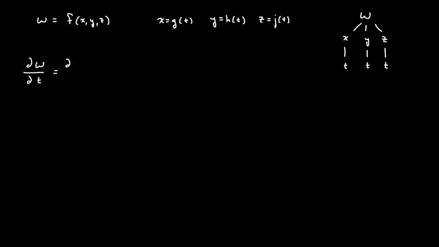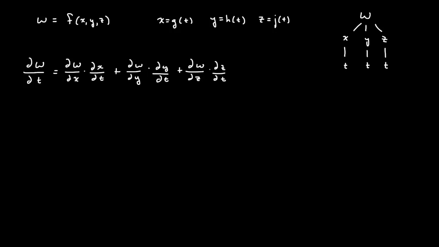So this is going to be the partial derivative of w with respect to x times the partial derivative of x with respect to t, plus the partial derivative of w with respect to y times the partial derivative of y with respect to t, finally plus the partial derivative of w with respect to z times the partial derivative of z with respect to t. Hurrah!